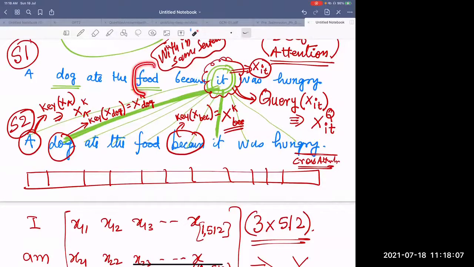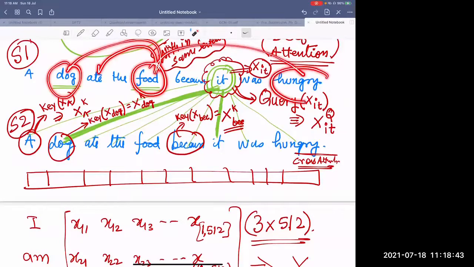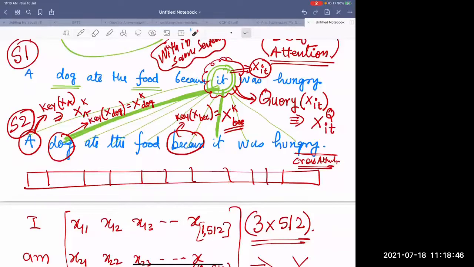So can you tell me, food is going to have a high relationship with whom? Whose key value is it going to have a high relationship with? What are those words? Sir, ate and hungry maybe? It may be hungry, it may be ate, it may be even dog, because who is taking the food? So food may have a relationship with ate, maybe dog, maybe hungry.